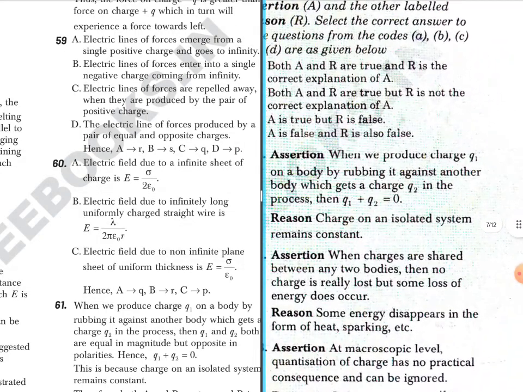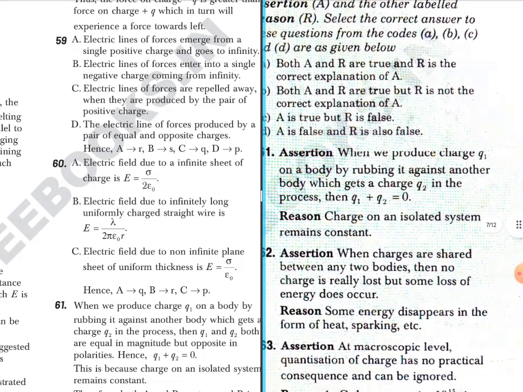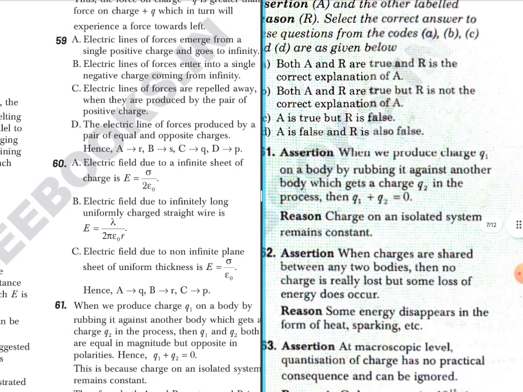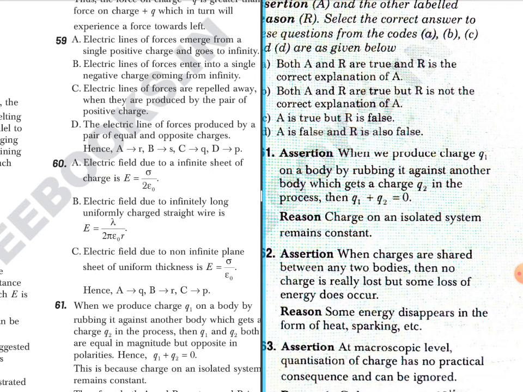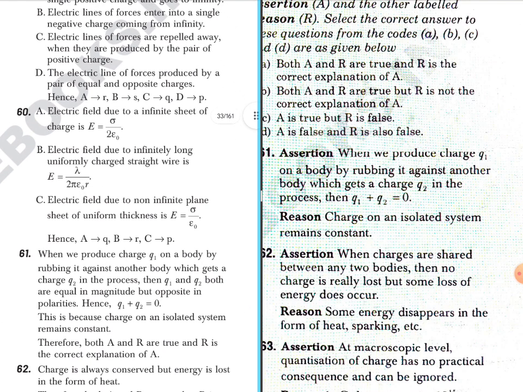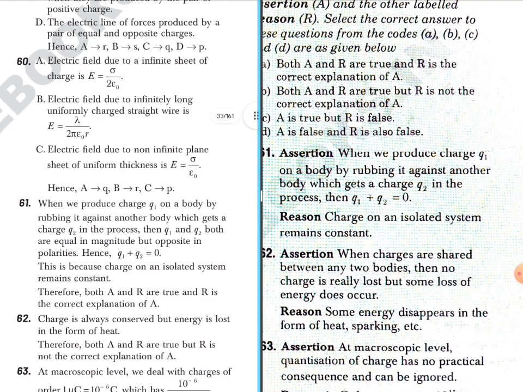Assertion reasoning. When we produce a charge q1 on the body by rubbing it against another body, we get a charge q2 in the process. And q1 plus q2 is equal to 0. You're literally rubbing it on another body. You're producing charge by friction.